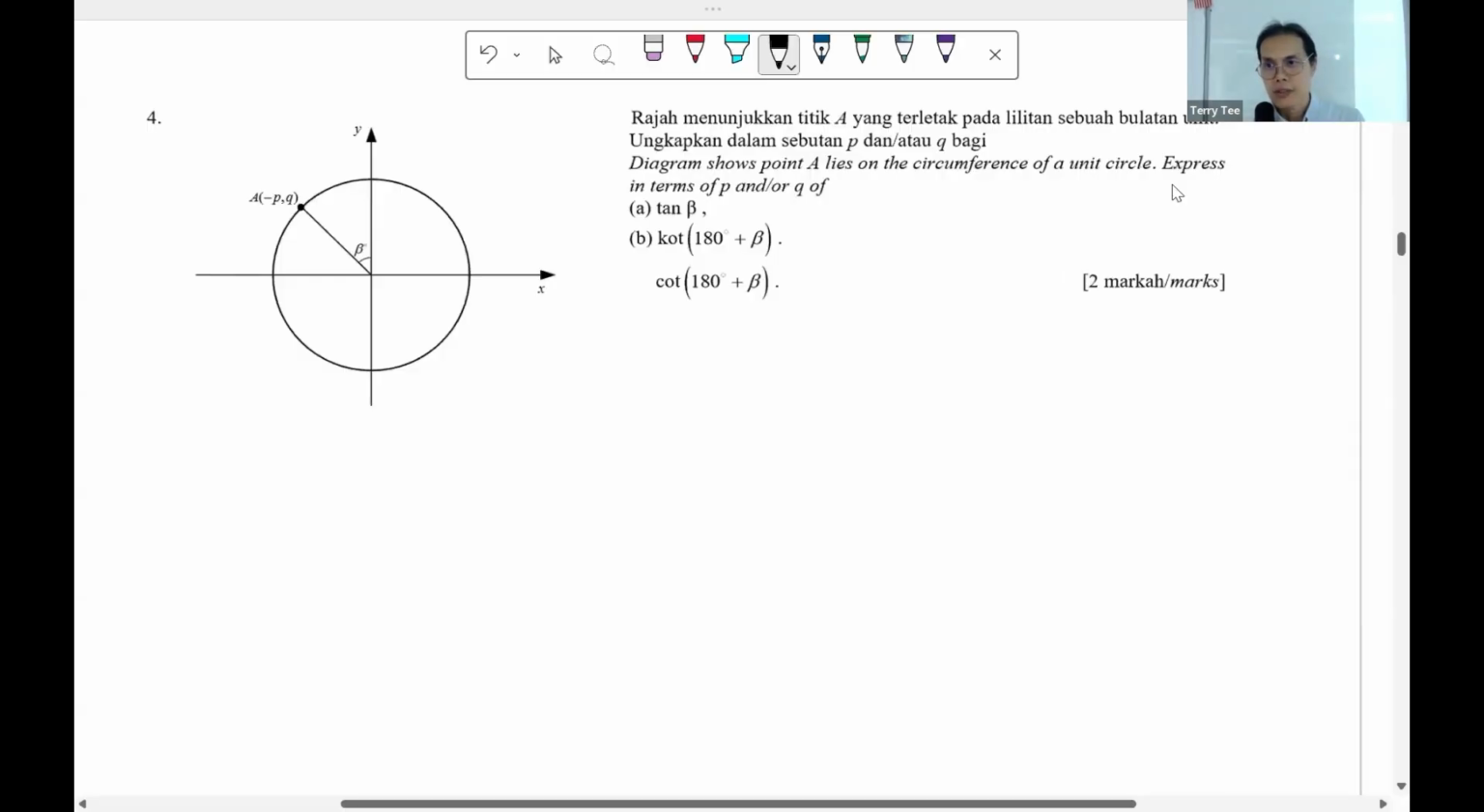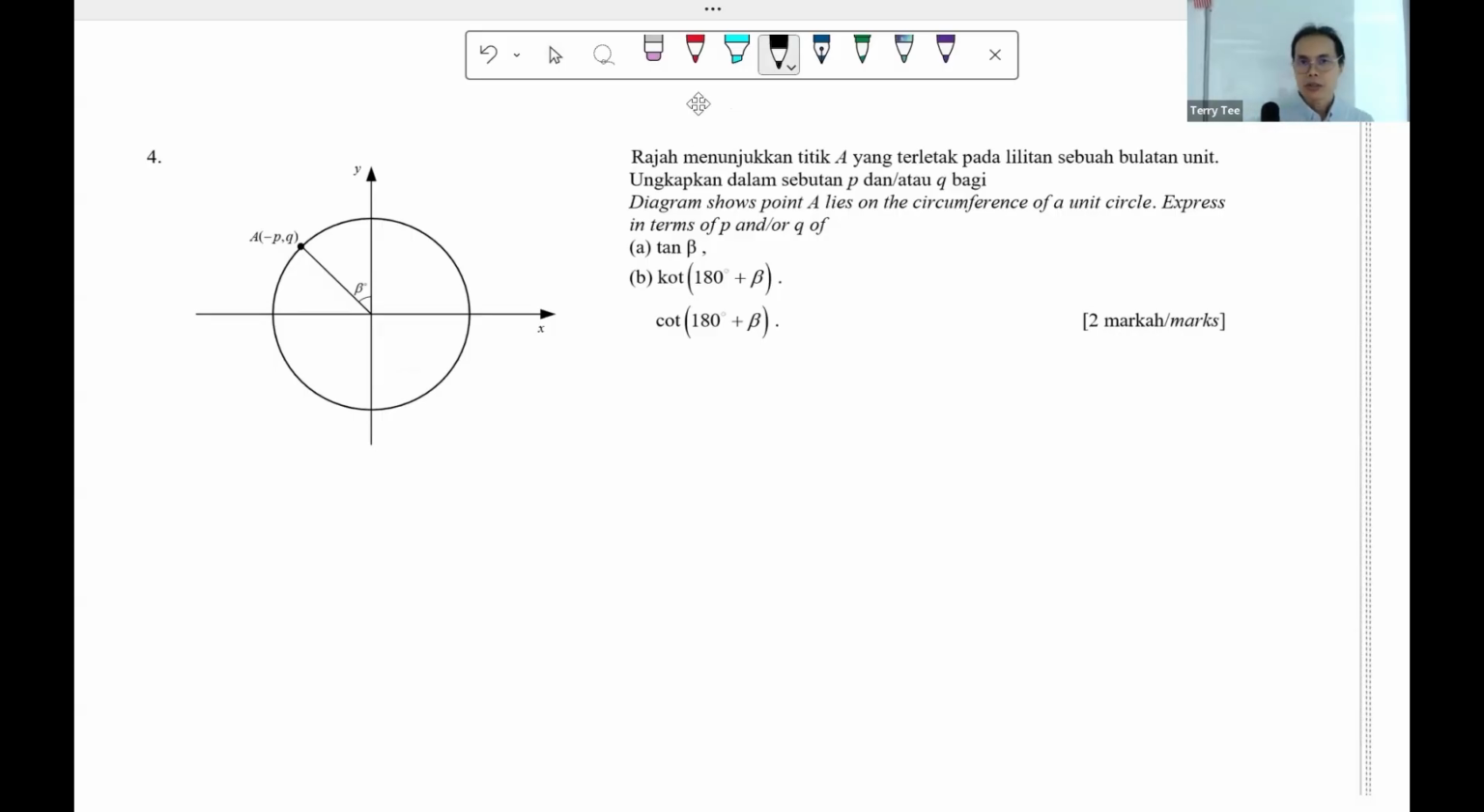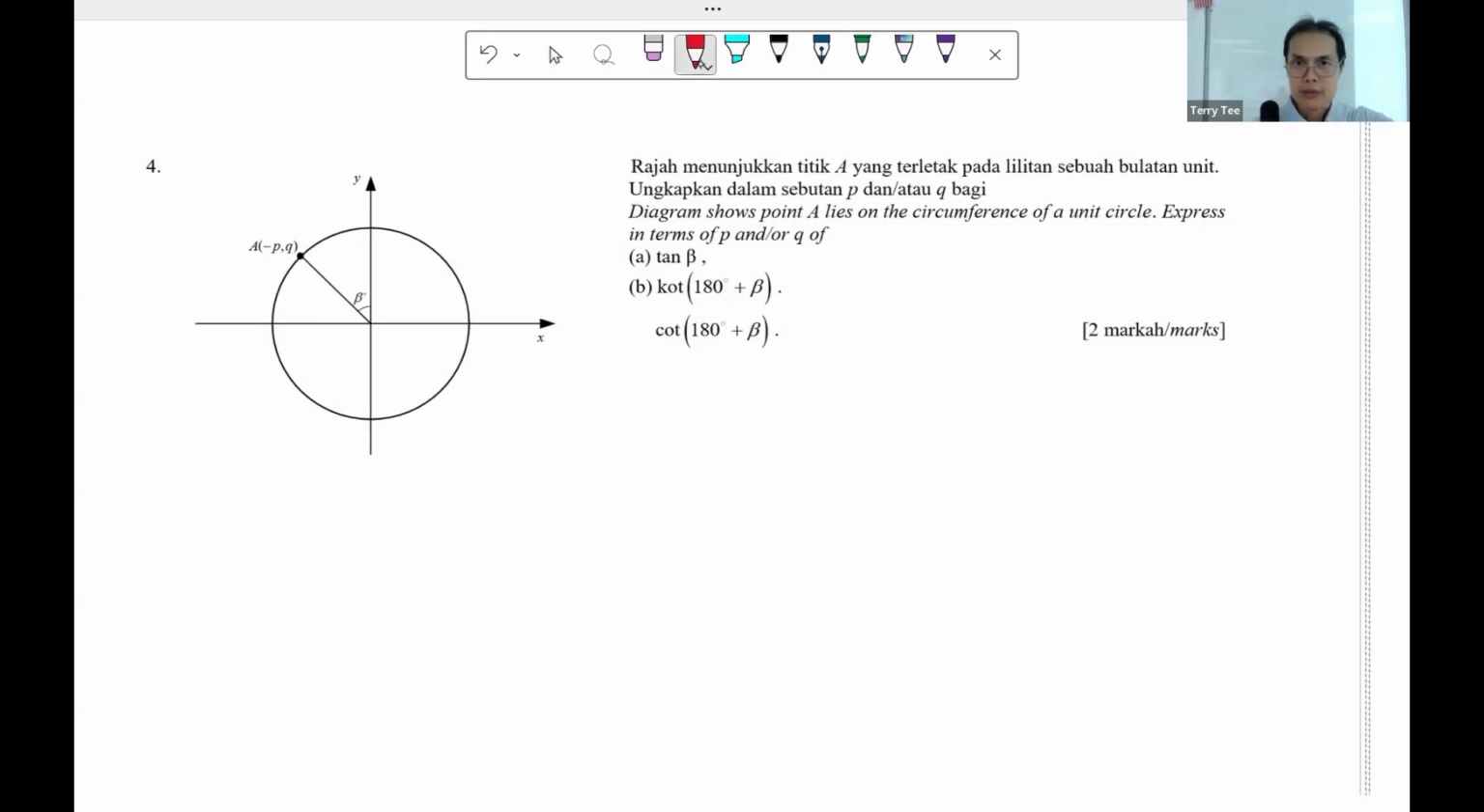So question number 4, this is from Form 5, chapter 6. Okay, yeah. So this is trigonometry. So number 1, what we need to do is find tangent beta. Perhaps it's easier if I label from your diagram. I draw this down. What is your x value here? Your x value is negative p. What's your y value here? Your y value is q.